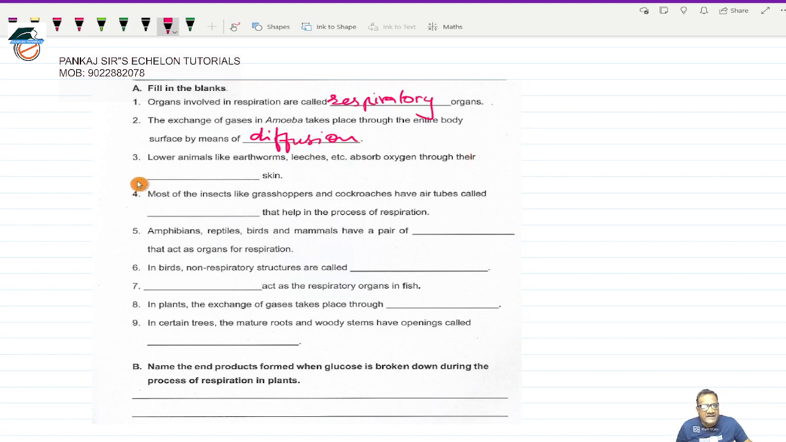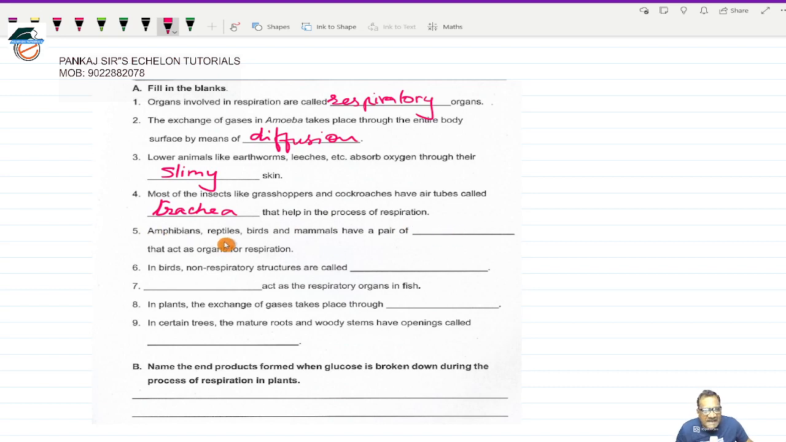Then lower animals like earthworm, leeches, etc., absorb oxygen through their slimy skin. Slimy skin is the right answer. Then most of the insects like grasshoppers and cockroaches have air tubes called trachea. Trachea, that helps in the process of respiration.